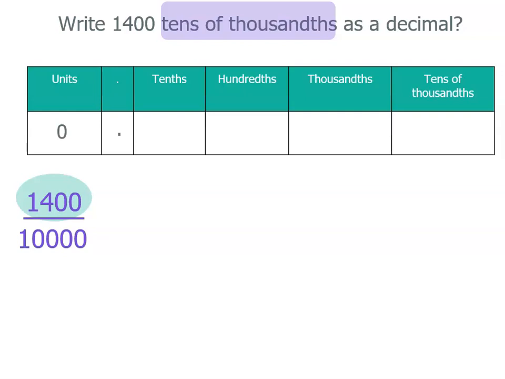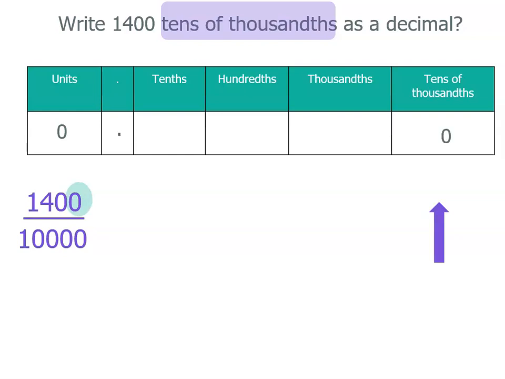Now, we've got 1400, so you might think of starting in the thousandths place. But you need to remember that it's 1400 tens of thousandths. So we need to start on the right-hand side of our number and put that first digit in the tens of thousandths place in there.